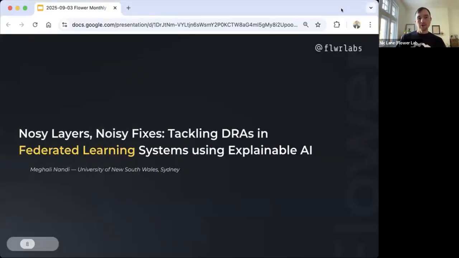First technical talk of today. As you heard earlier when I was talking about the agenda, we're joined here by Megali. She is at the University of New South Wales in Australia and has been doing fantastic work in building federated systems. I can't wait to see what she's found, what she's learned, what she can share with us. So over to you, Megali. I'm super interested to see your work.